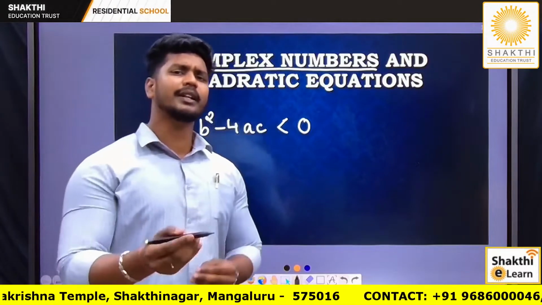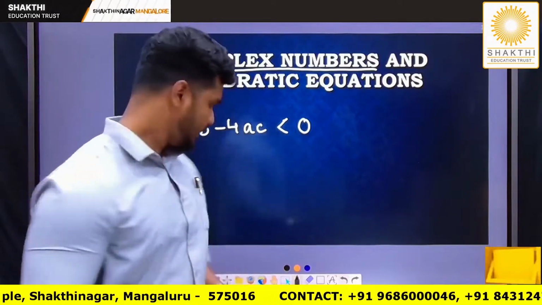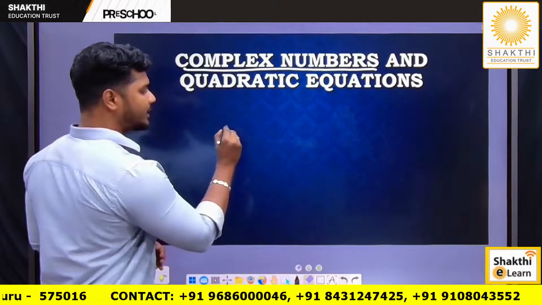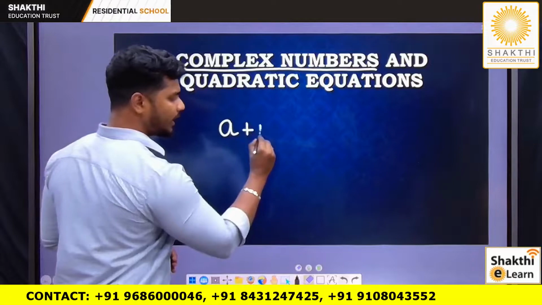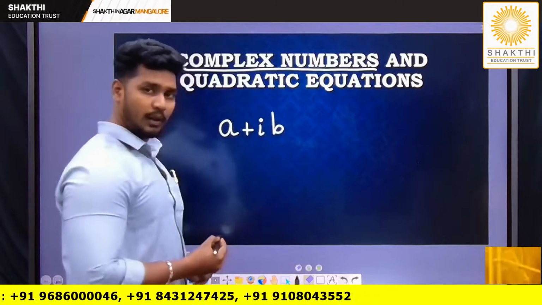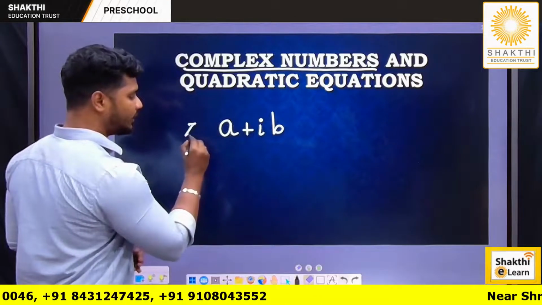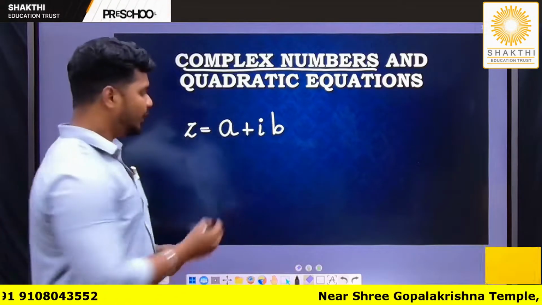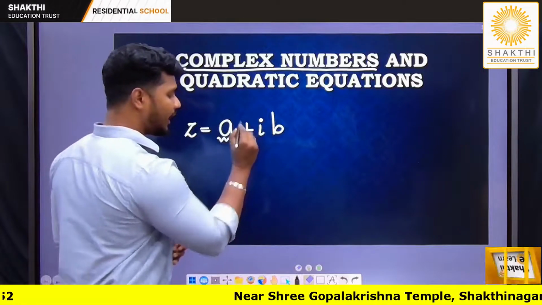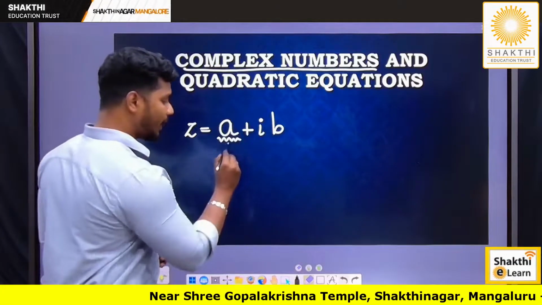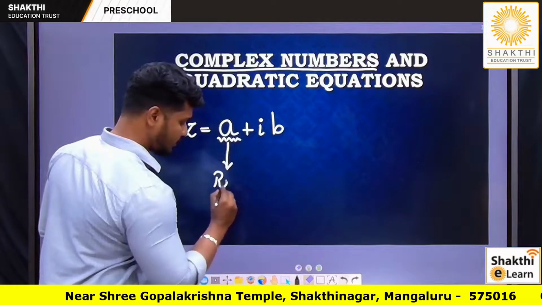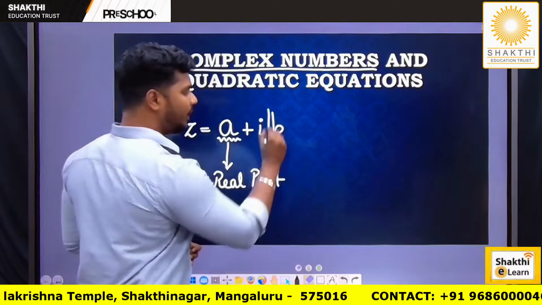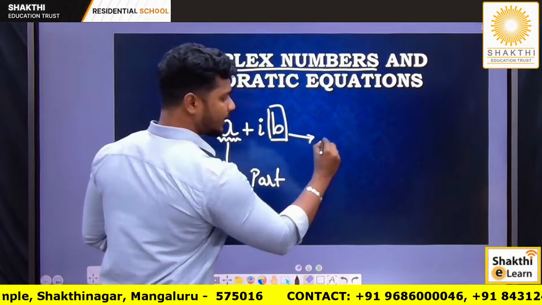We might term it as an imaginary number also, but specifically, a complex number is a number that can be written in the form of a plus ib. We usually denote this complex number by a small letter z. Here in a plus ib, the a value is called the real part, and the value b is called the imaginary part.